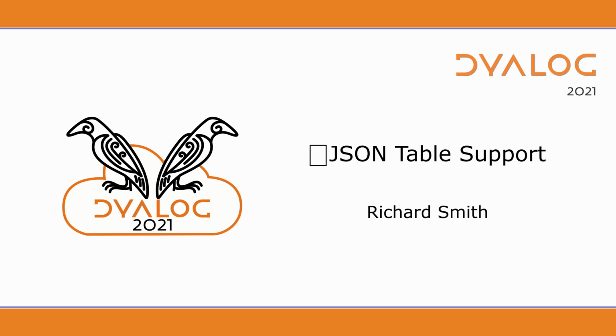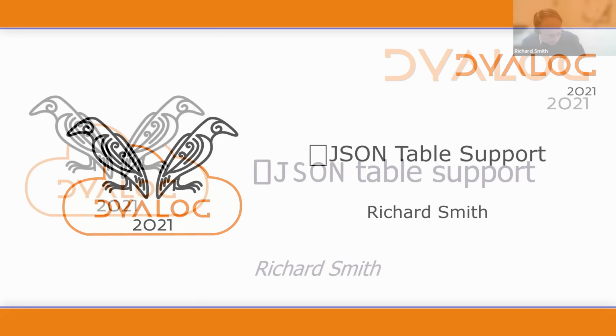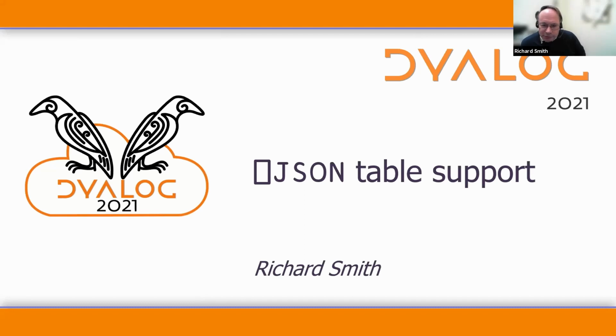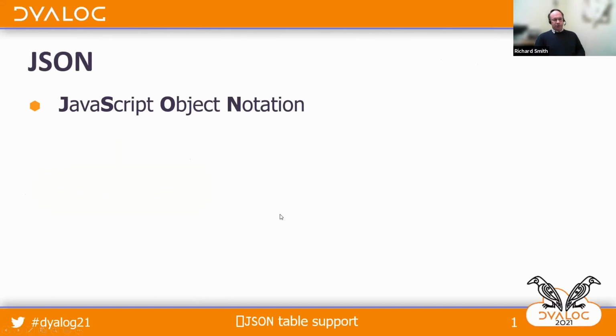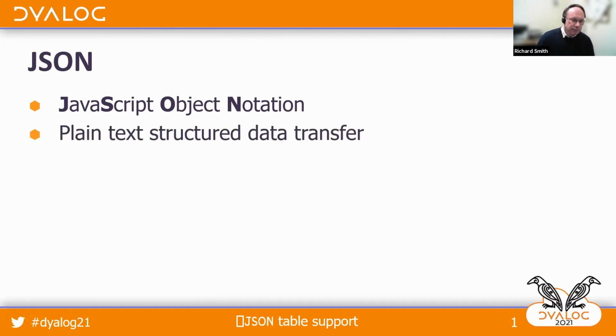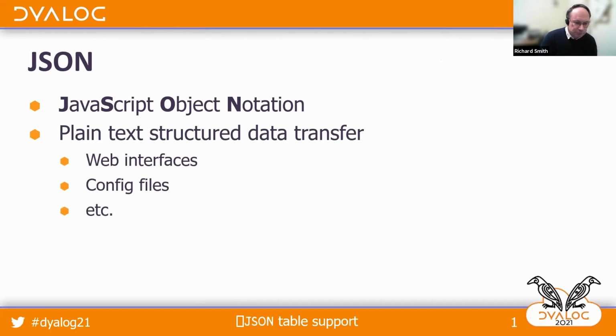This afternoon or this morning, wherever you are, I should be talking about a new feature we've added to Quad JSON to support tables. I'll start with a little bit of an introduction as to Quad JSON. Let's select the right screen. There we go. JSON, as many people know, is derived from JavaScript Object Notation, and it's a format that is plain text, and it's used to transmit structured data. It's used all over the place: web interfaces, configuration files, all sorts.